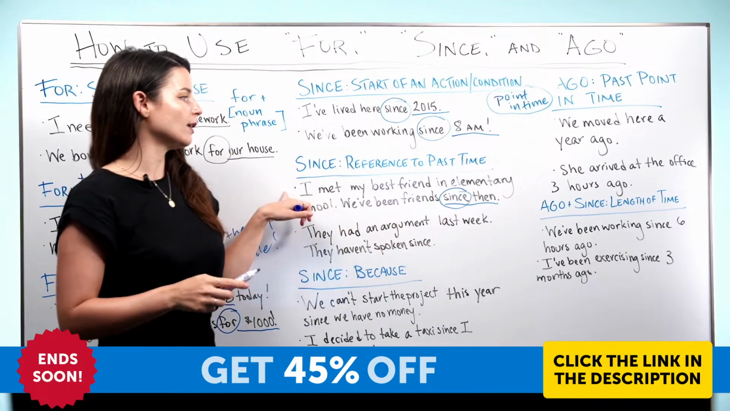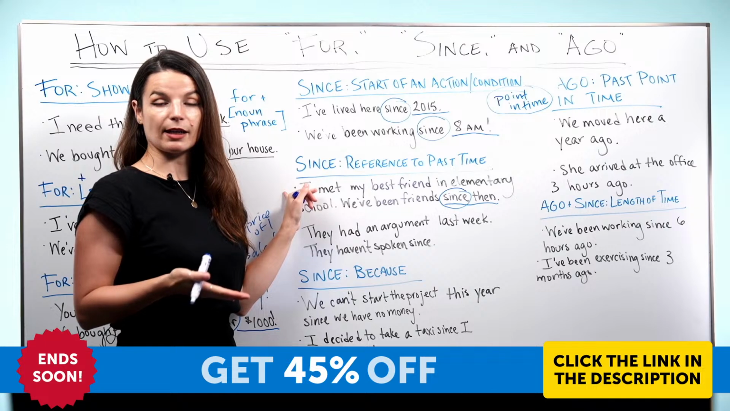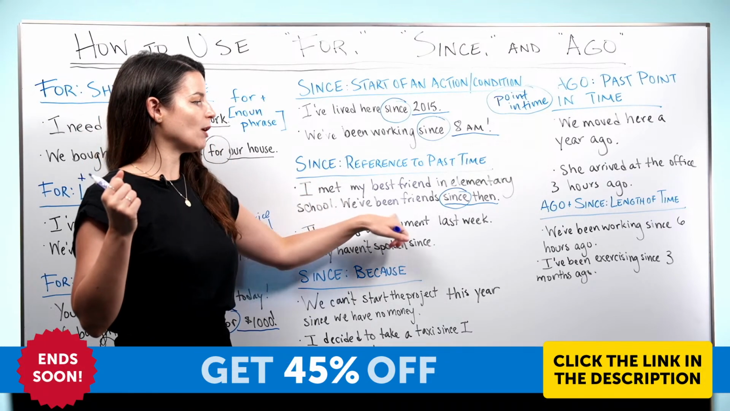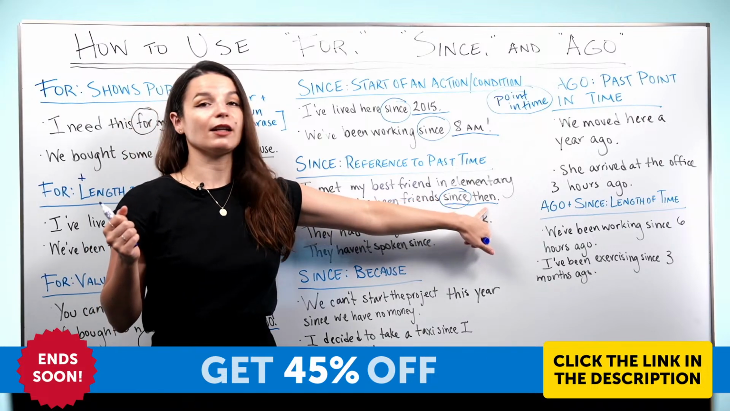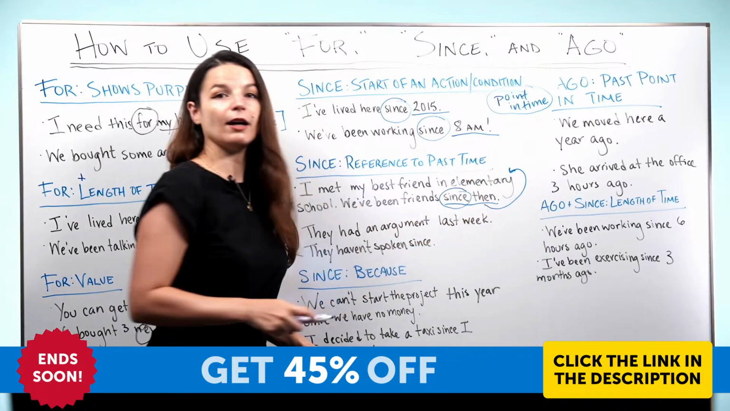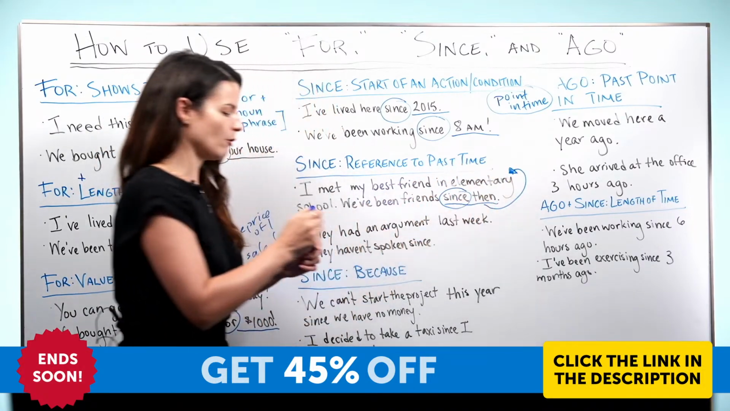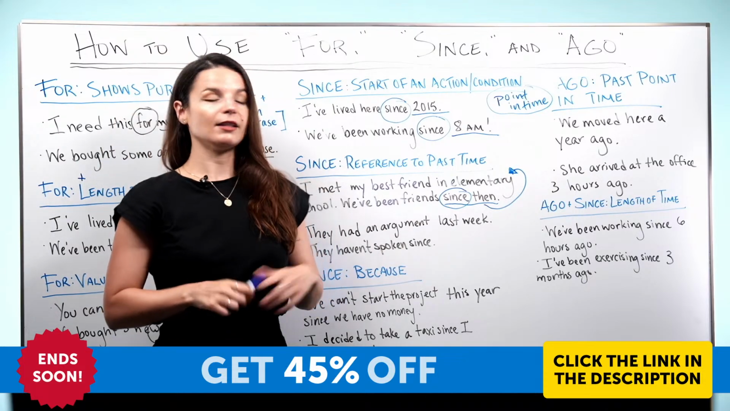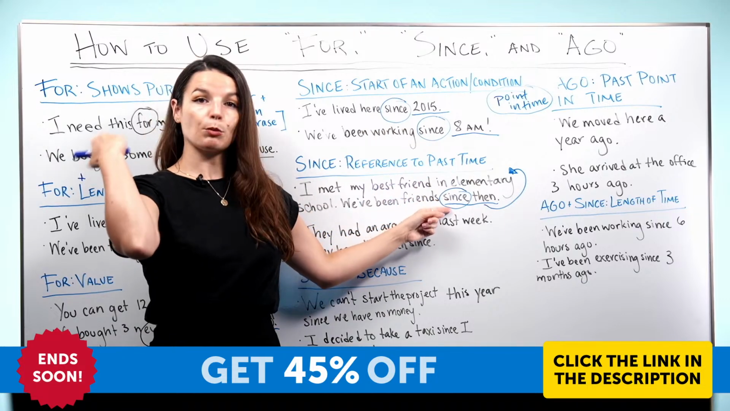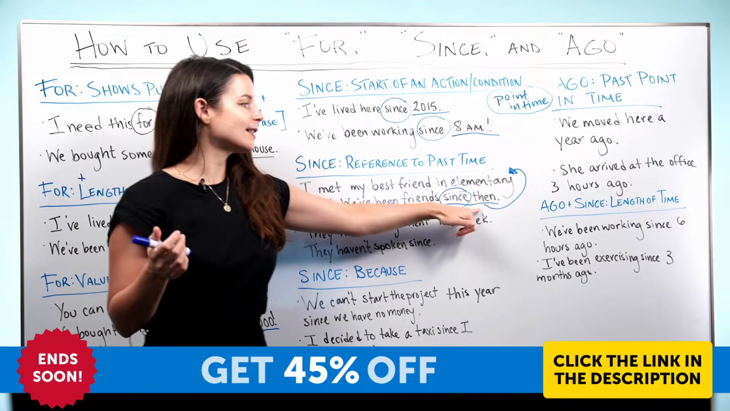In sentence 1, I met my best friend in elementary school. We have a simple past sentence here, right? I met my best friend in elementary school, a long time ago. We've been friends since then. So then means this past time, yeah? The sentence I just said, that information that came before. It's like that was the starting point for the friendship, okay? So we can use since then to do that.